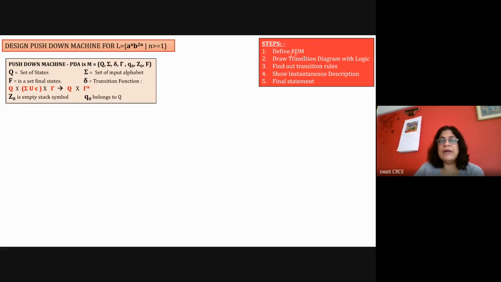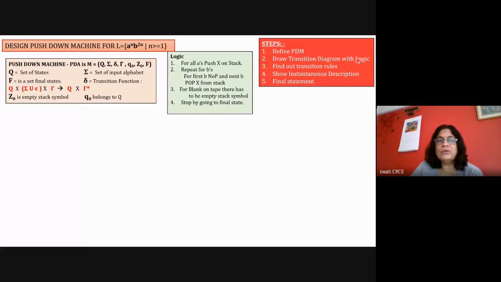The first step is to define the push down machine. So you say that a push down machine is a machine which can understand a context free language, and it is a group of 7 elements: Q, sigma, delta, rho, Q0, Z0, and capital F. Okay, so write down the definition. After that, you need to draw the transition diagram and explain the logic.